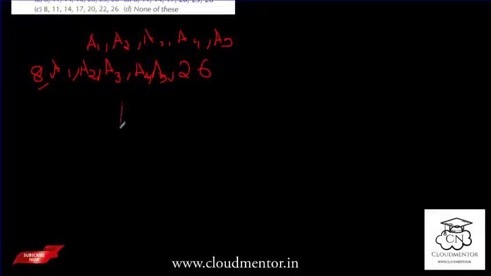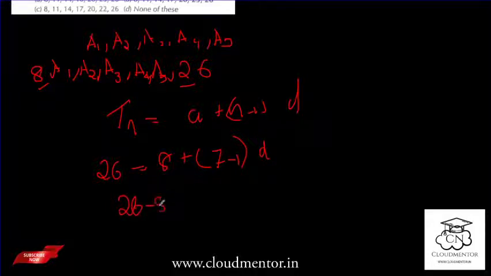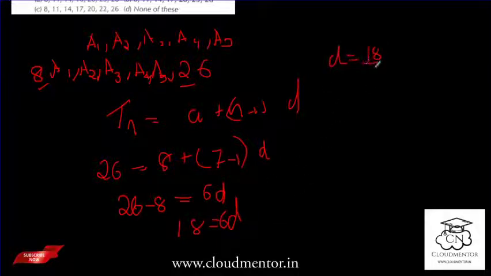So first we know that the general term tn will be equal to a plus (n minus 1) of d, and we have the value of tn, that is the last term, 26. So 26 will be equal to the first term, which is 8 here, plus, we know n is 5 plus 2, that is 7, so (7 minus 1) of d, which we need to find. So we get 26 minus 8, which is equal to 7 minus 1, that is 6, so 6d, and so 18 will be equal to 6d, and d is equal to 18 by 6, and that's equal to 3.